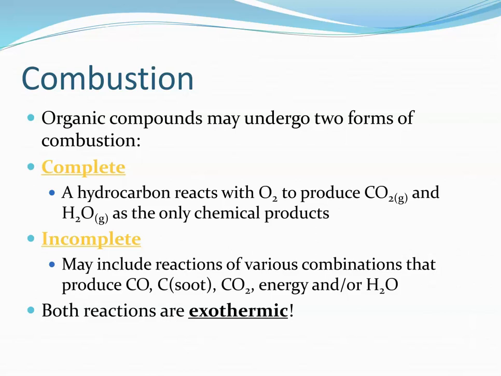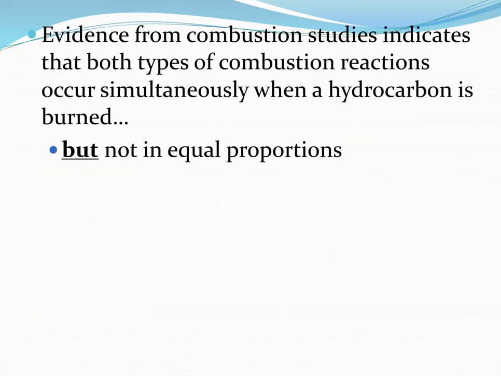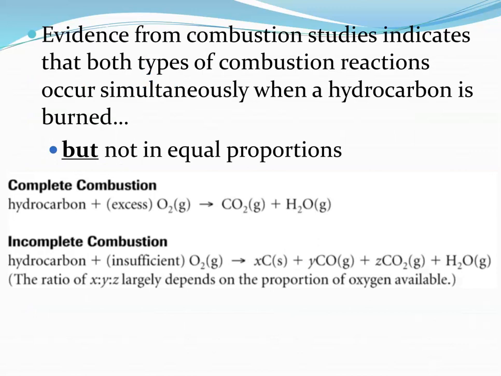Depending on the conditions, a hydrocarbon will either undergo complete or incomplete combustion. Complete combustion gives only carbon dioxide and water as products. Incomplete combustion can also have carbon monoxide and carbon as products. Both reactions are exothermic. In all situations, both types of combustion, complete and incomplete, occur. Depending on the conditions, there may be more complete combustion or more incomplete combustion. These two equations show all of the possible products that result from each type of combustion reaction.